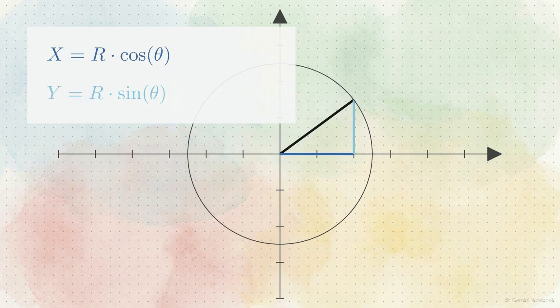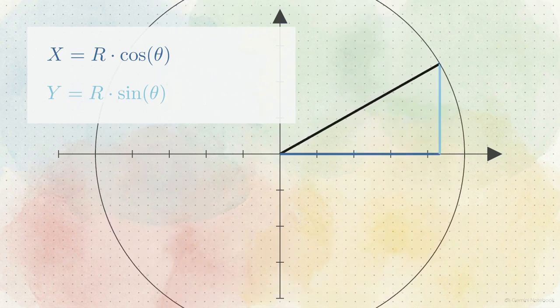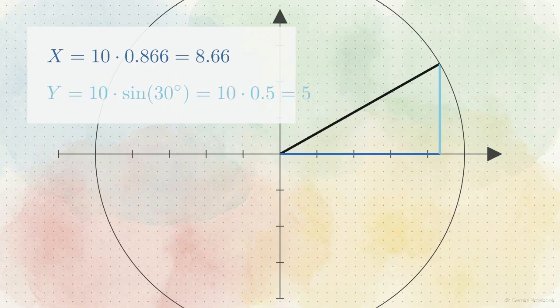If we have a radius of 10 pointing at a 30-degree angle, we find the x-coordinate by taking 10 times the cosine of 30. That is 10 times 0.866, placing our horizontal position at 8.66. We find the y-coordinate by taking 10 times the sine of 30. 10 times 0.5 equals exactly 5. Our exact location on the grid is 8.66 on the x and 5 on the y.